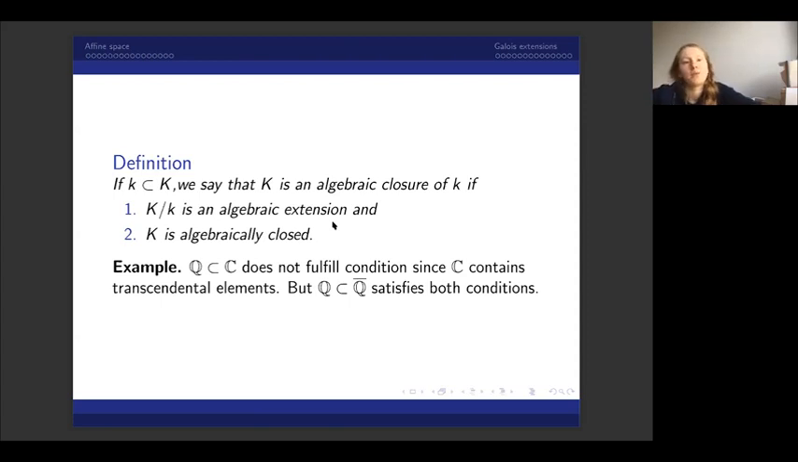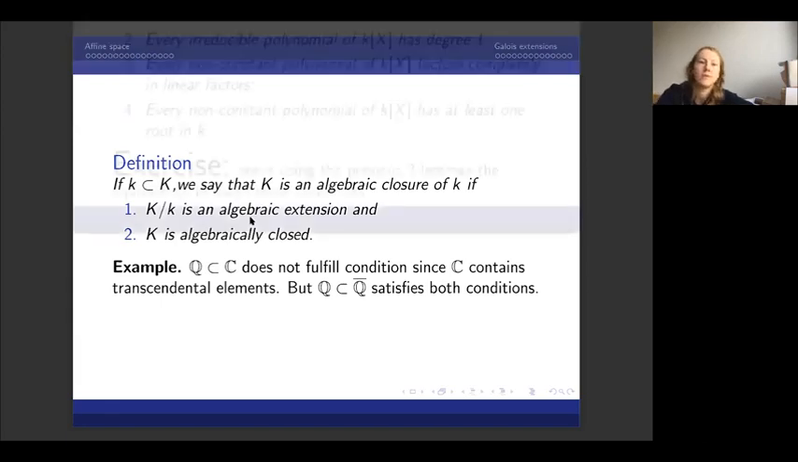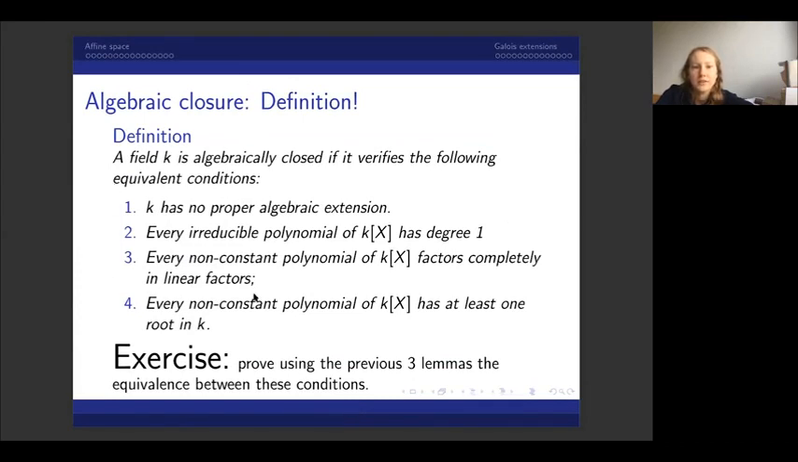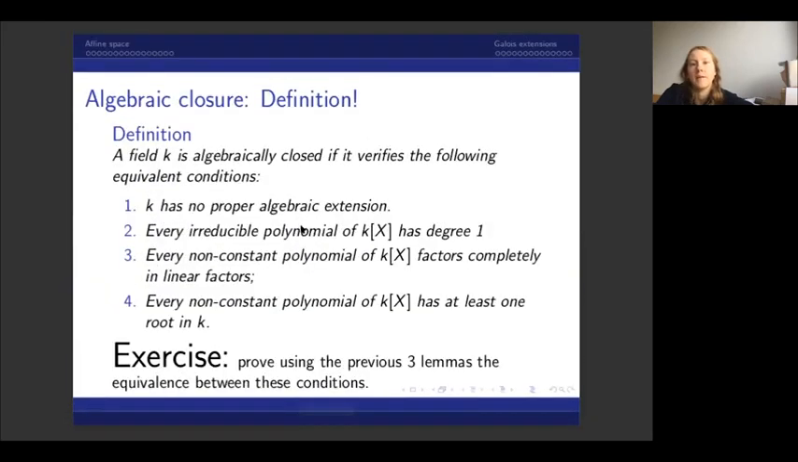So we can move to a definition, which is very nice. Suppose you have a field k contained in a field K. We say that K is an algebraic closure of k if two things happen. The first, this extension of fields, K over k, is an algebraic one. Check the first lecture for the definition of algebraic extension, in case you don't remember. And two, K is algebraically closed, right? It verifies these four properties. So in particular, you have no proper algebraic extension.